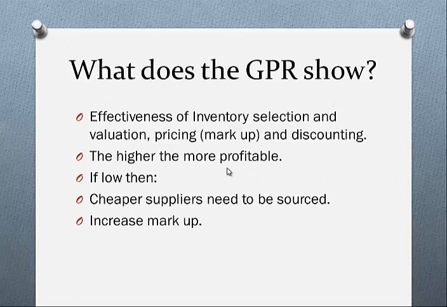Obviously, the higher the ratio, the more profitable. If it's low, then we might need to look at cheaper suppliers, and we may be able to get stuff online even. Another way of doing that is increasing the markup.